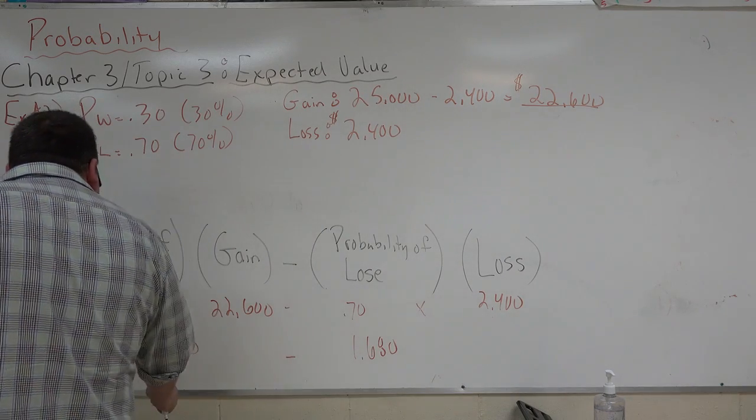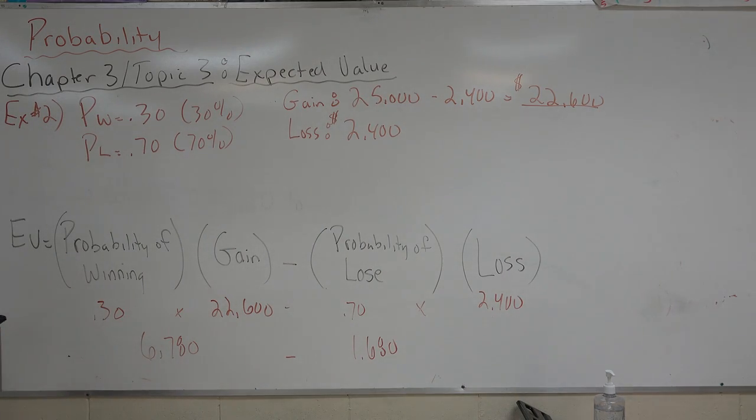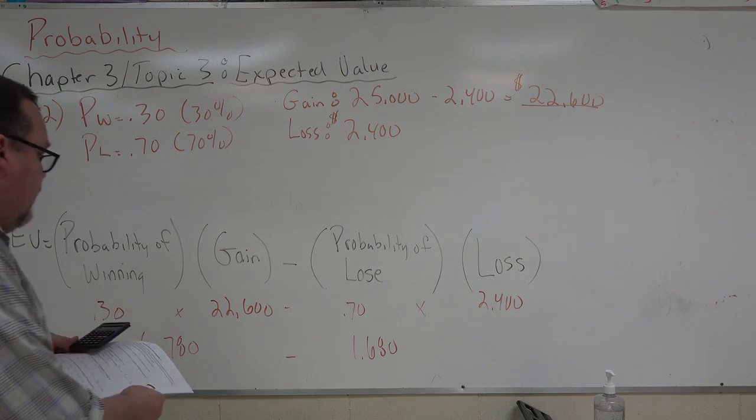Now we're going to do some math here. 6,780 subtract 1,680, that's $5,100.